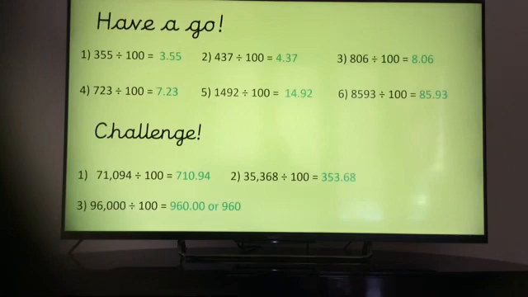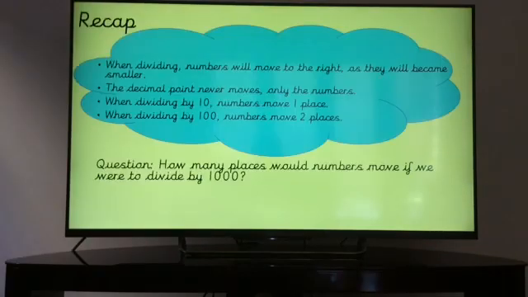Here are the answers. How did you get on? Fantastic! Let's recap on what we've learnt so far. When we are dividing, numbers will move to the right as they become smaller. The decimal point never moves, only the numbers. When you are dividing by 10, numbers move 1 place. When you are dividing by 100, numbers move 2 places.